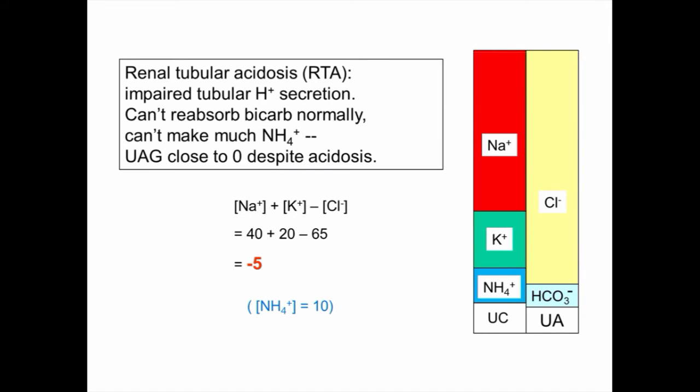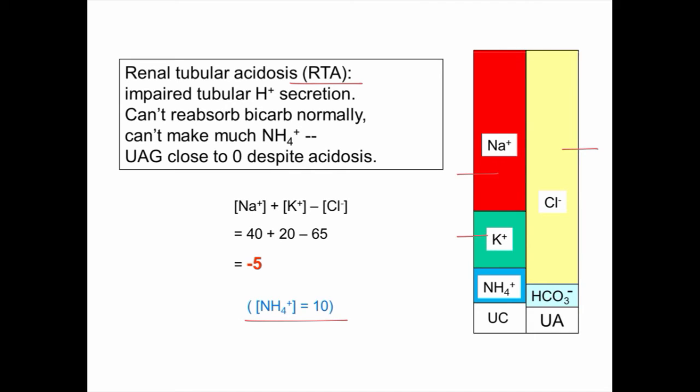And in our third example, we have a distal renal tubular acidosis, or RTA, with impaired hydrogen ion secretion by the distal nephron. This in turn means impaired bicarbonate reabsorption and decreased synthesis of ammonium and titratable acids. Now the urine sodium is 40, potassium 20, chloride 65, and ammonium is inappropriately low at 10.